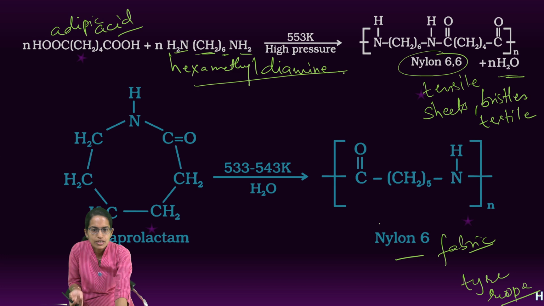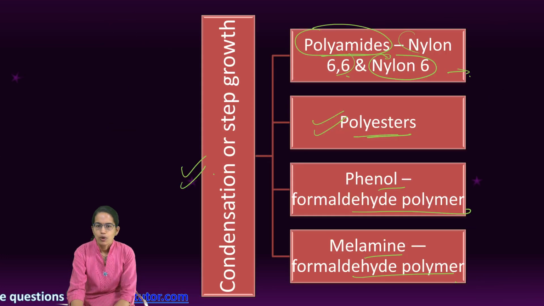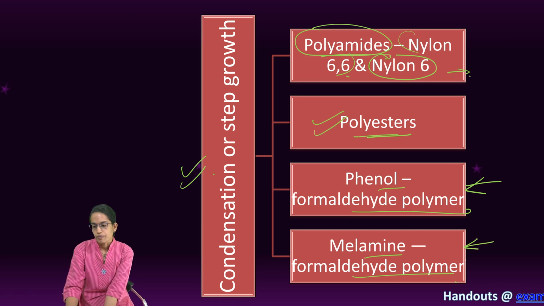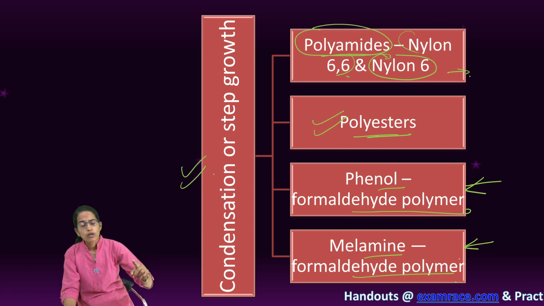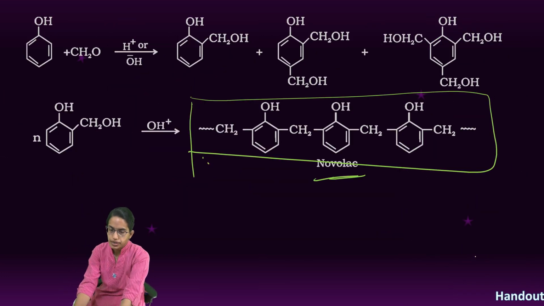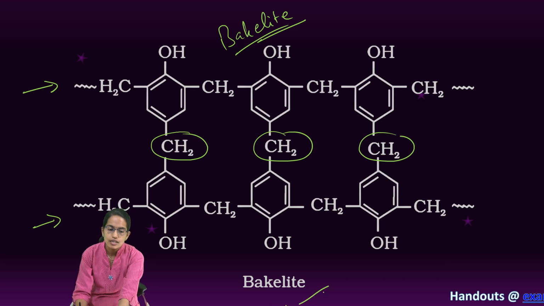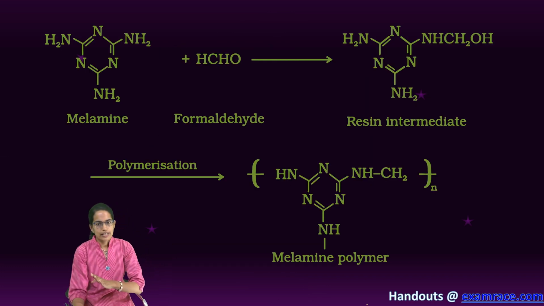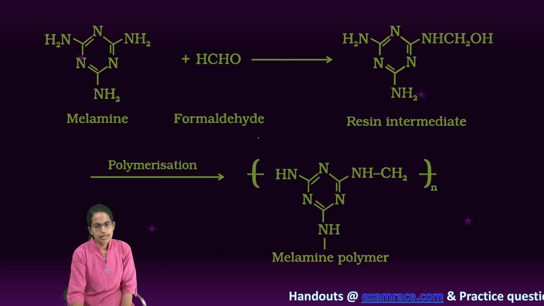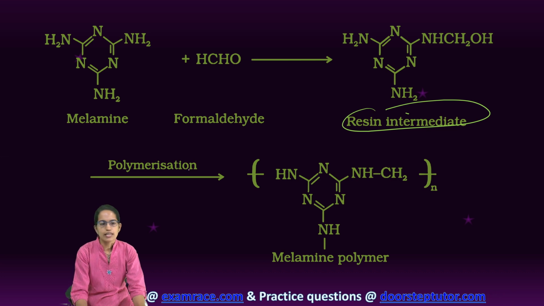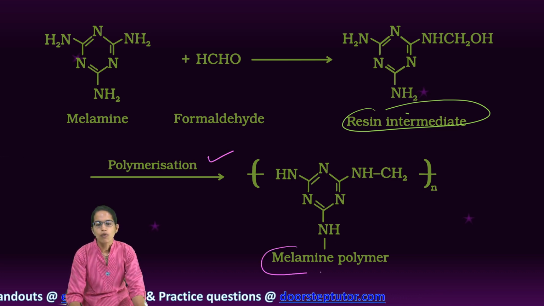As we saw in the very beginning, we did polyamides, we did polyesters. The next were the phenol formaldehyde polymer and the melamine formaldehyde polymer. So for phenol formaldehyde, the linear formation is novolac, which is used in paints, and then it is again linked to form Bakelite. The next is the melamine formaldehyde reaction. Under the melamine formaldehyde reaction, there is an intermediate resin which is formed. Then there is polymerization again to form the melamine polymer.